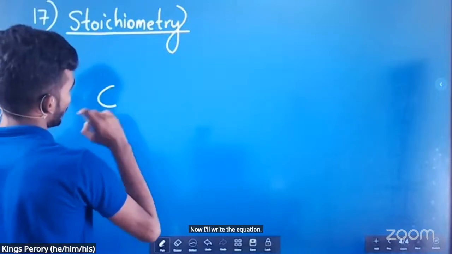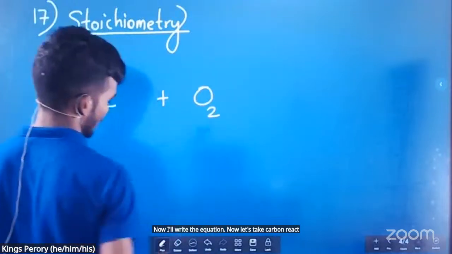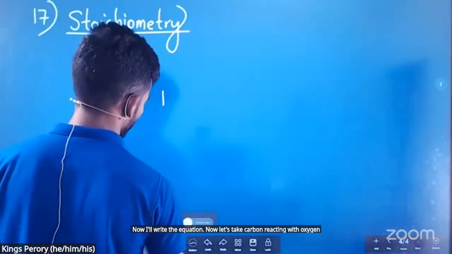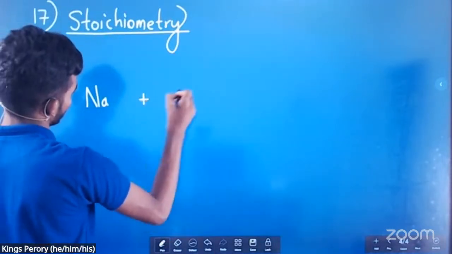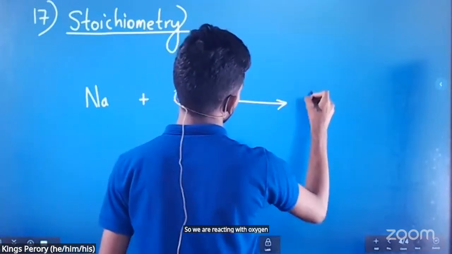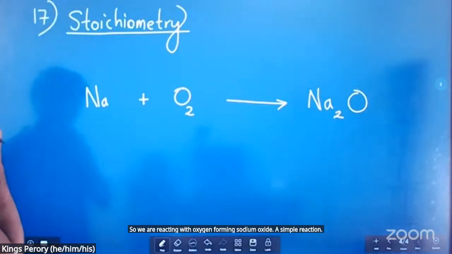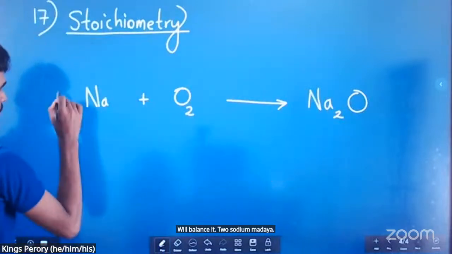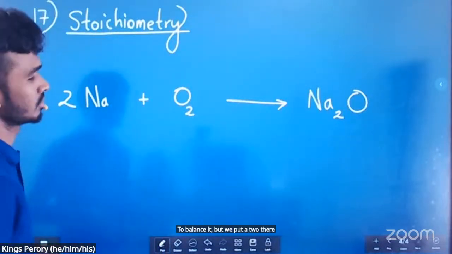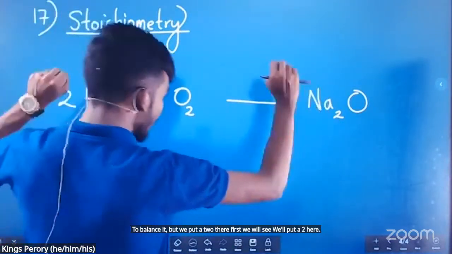Now, I'll write an equation. I'll take the sodium reaction. Sodium reacting with oxygen forming sodium oxide. A simple reaction. We'll balance it. 2 sodium are there. To balance it, first we will see, 2 sodium are there, so we'll put a 2 here. Sodium story done for now.